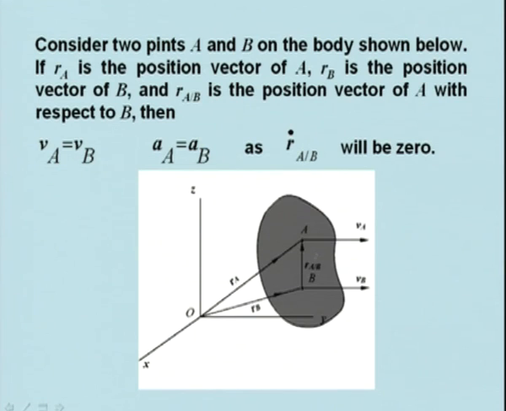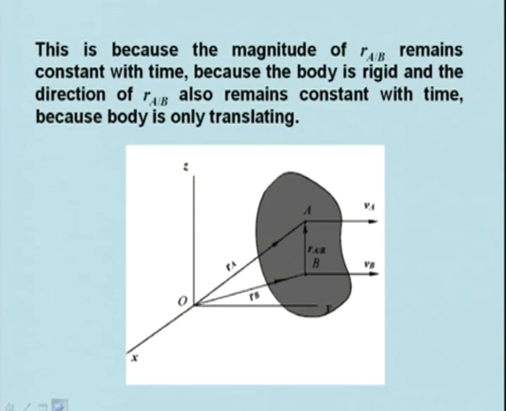So if you take the derivative, you can always say that R dot A will be equal to R dot B. That means VA is equal to VB. Therefore any 2 points on the body will have the same velocity, because R dot A/B will be 0. Similarly, if we take the derivative of this, we can say aA is equal to aB. So the acceleration of the 2 particles will be the same. That is the specialty of translation.